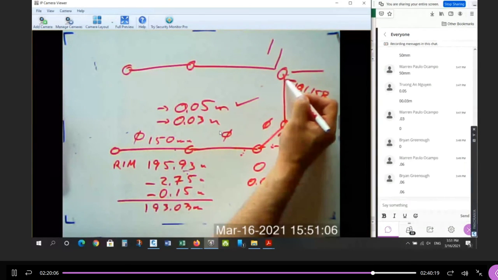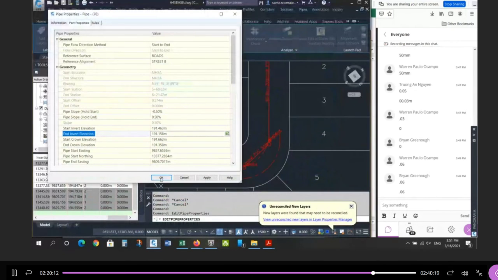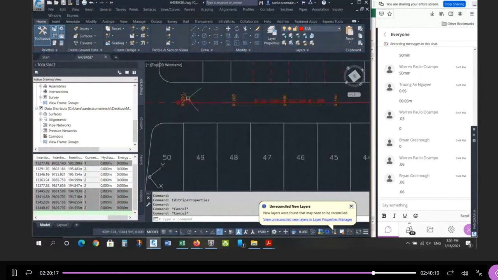This end of pipe, I want to do the same for this. So let's go back. Back to the drawing. Okay, so I've finished designing this pipe. I'm going to wait now. I'm going to start back here.